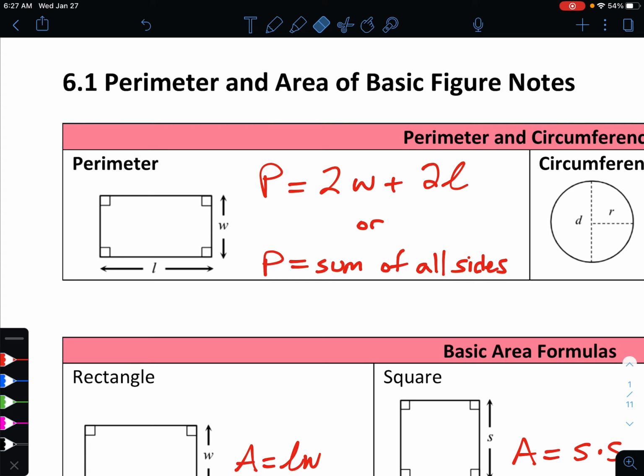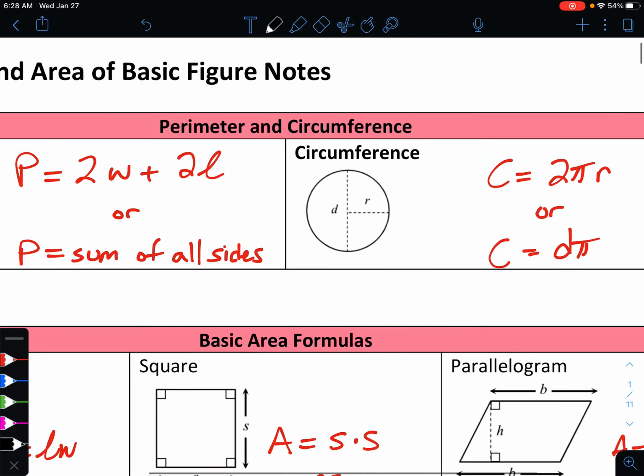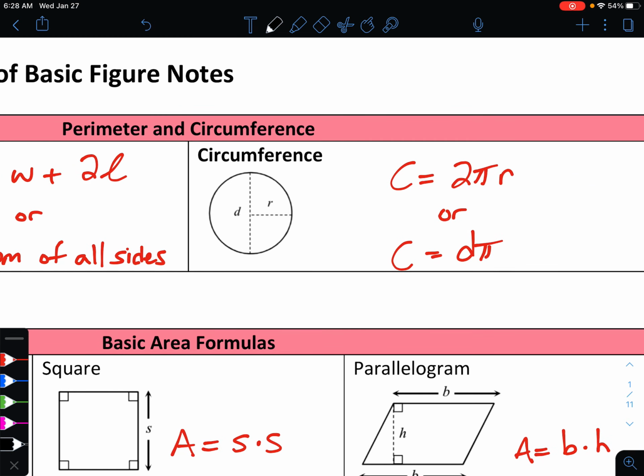So what I would recommend if you are going to create these on a note card is to go ahead and draw the figure on the left side and then to write your perimeter formulas on the other side of the note card. And then I would recommend that you do the same thing with circumference. Circumference is just the perimeter for a circle.